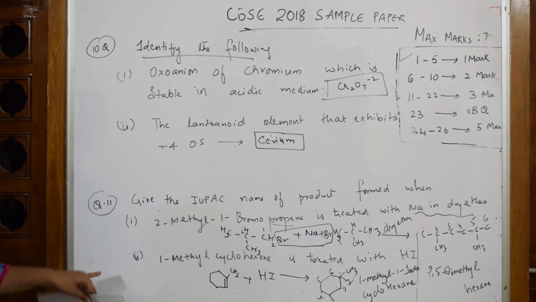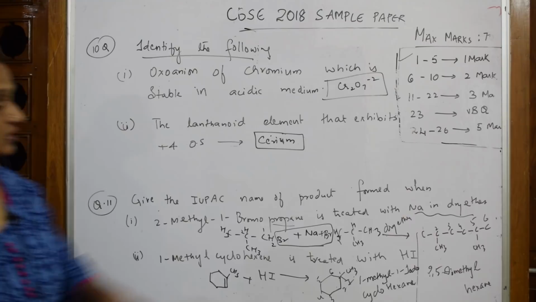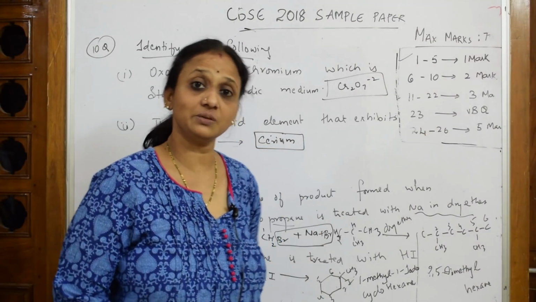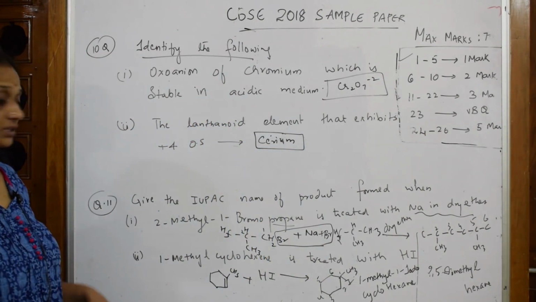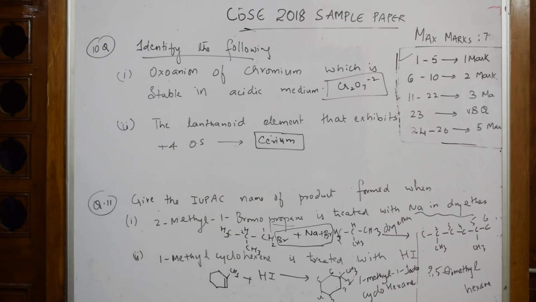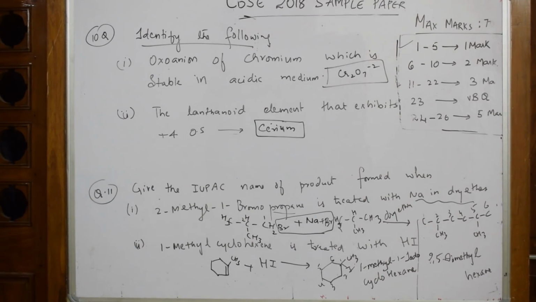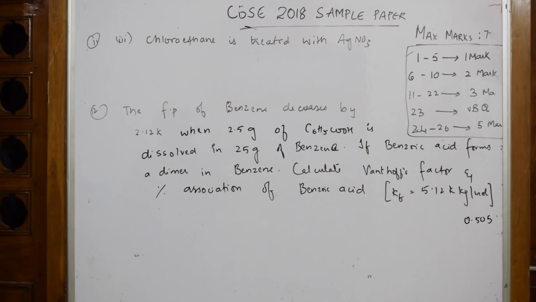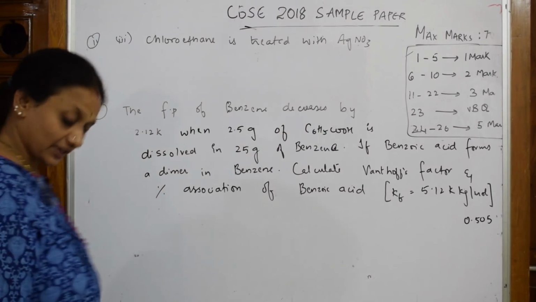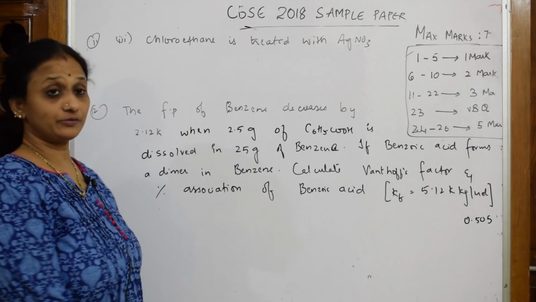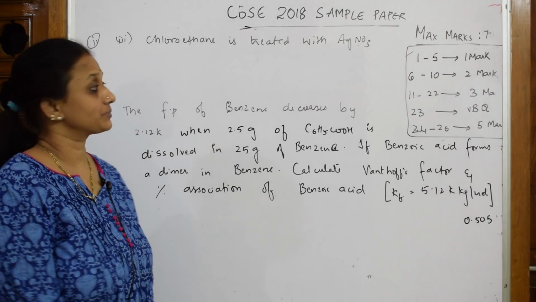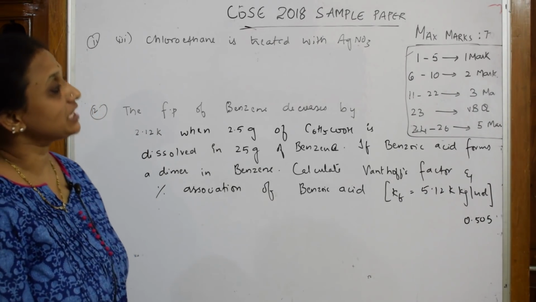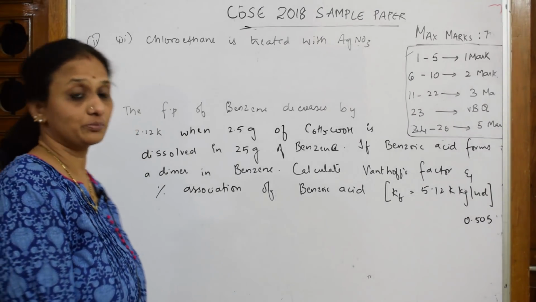So let me come back and do one more question. Why? Because from the 11th question, all the 3 marks questions. So you will have the third question also here. Right, let's go back and see the third part of the 11th question. So what did they give us? Chloroethane is treated with AgNO3. You are supposed to write the IUPAC nomenclature for this.